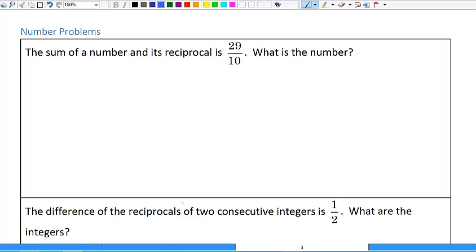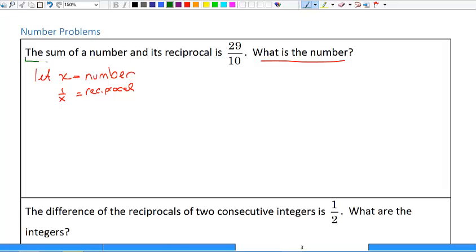On our first word problem, it says the sum of a number and its reciprocal is 29/10. What is the number? So I'm going to first let x be equal to my unknown number that I don't know. Usually the question or directive tells you what you're looking for. I'm looking for a number. Then it also mentions a reciprocal. But like we just reminded you, the reciprocal of your number is going to be 1 over x. So this is step 1, define your variables. Step 2 says, can you draw a picture? Not on this one.